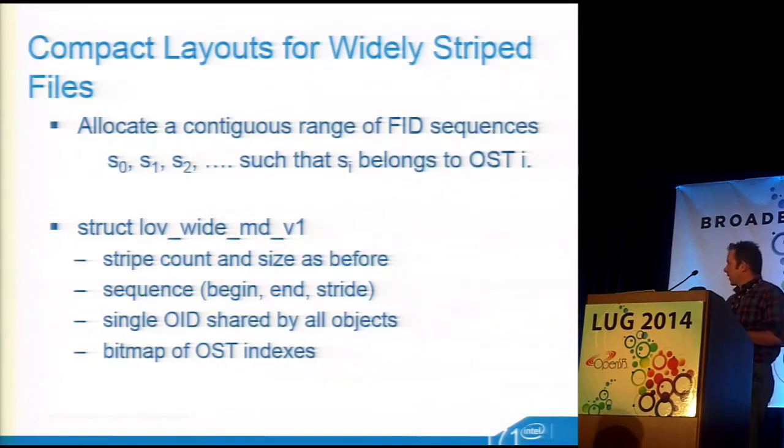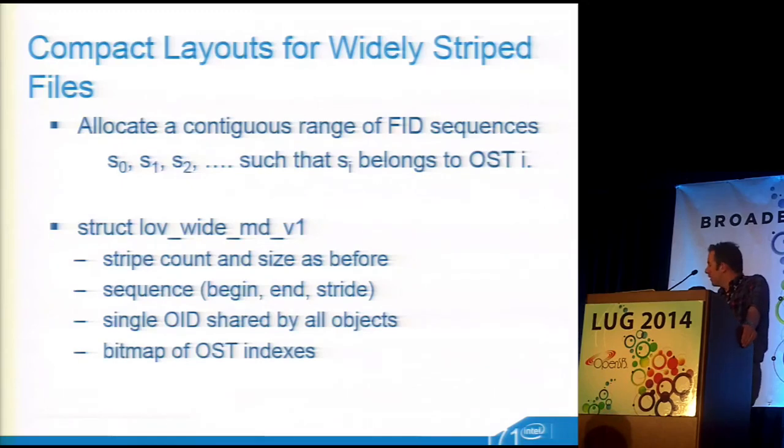And then the compact layouts for widely striped files. This is, I think, an idea that's been around for a while. I first learned about it from a Xyratex architectural priorities white paper. The idea here is to have a distinguished set of object IDs so that we can just describe the objects belonging to a file by just specifying a bit mask of OST indexes. So in this layout, we have stripe count and size as before, and then we have some way of describing the sequence of FID sequences. All the objects share a single OID, and then we have a bitmap of OST indices.